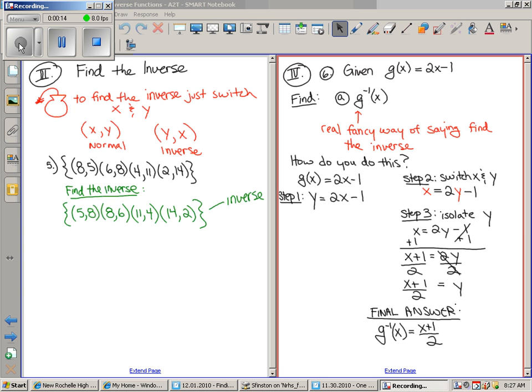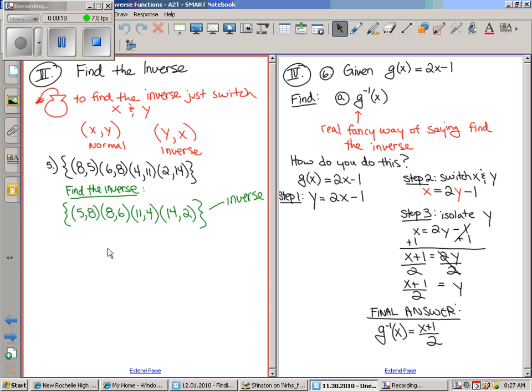That's really easy when you have a set of coordinates like this, right? Piece of cake. Then I said, okay, so what happens when you don't have a set of coordinates and you get given an equation? How do you find the inverse? This is real fancy language for saying find the inverse.